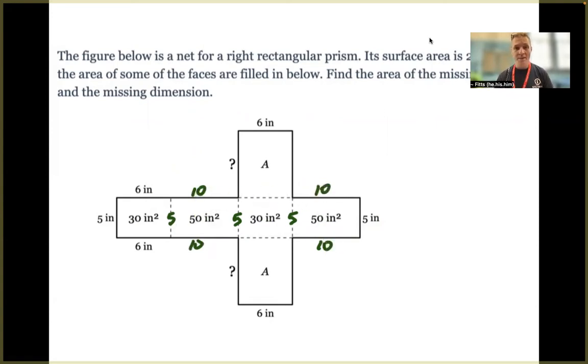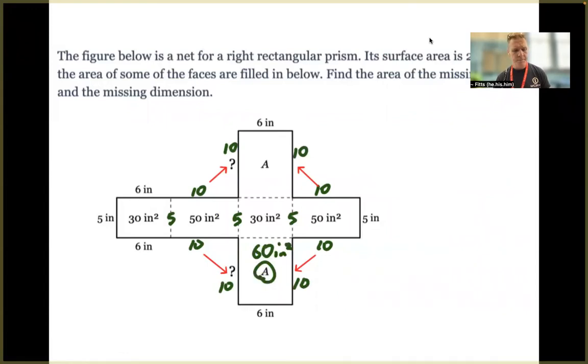Okay. Next thing is, this is a net, meaning it's a rectangular prism unfolded. I'm going to show you an example in a second. But these four sides, when we fold it back up, are really the same edge. They're the same side, right? So these would be connected to each other. So in reality, those are also 10. So if I know that's the missing side, then what's 10 times 6? 60. So the area of the missing face, this rectangle, is 60 square inches.